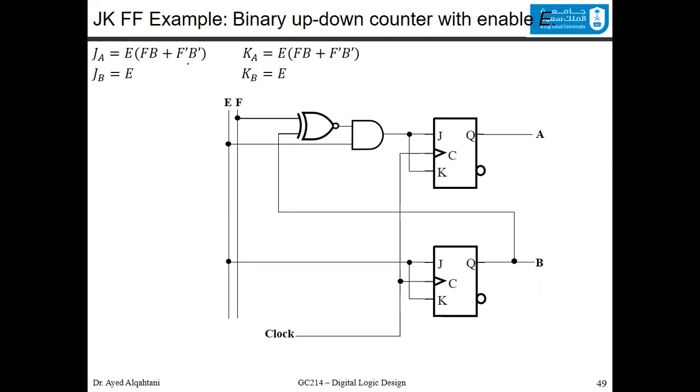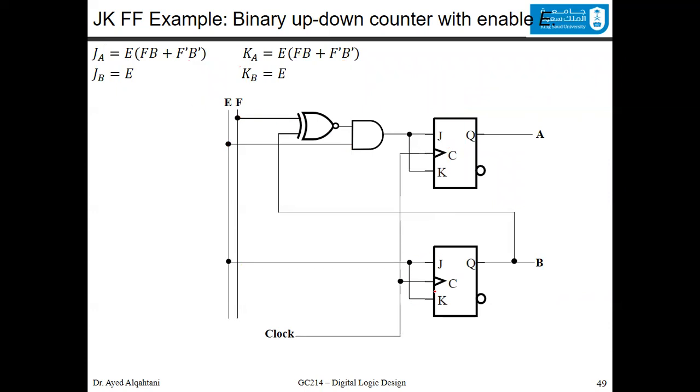This is JA and KA, they have the same function. The JB and KB, they have also the same function. We now use a JK flip-flop. You can see that this is A, and this one is the JK flip-flop for B. For A, the next state functions for the J and the K are the same, which are the XNOR of F and B, ANDed with the enable E. For the part of B, it's just simply the enable going to the J and the K.